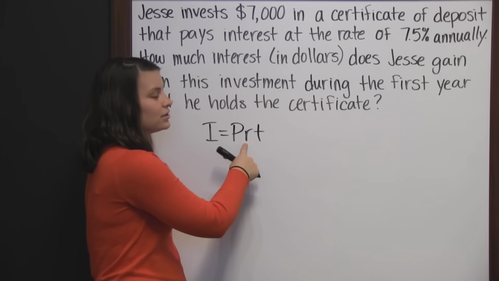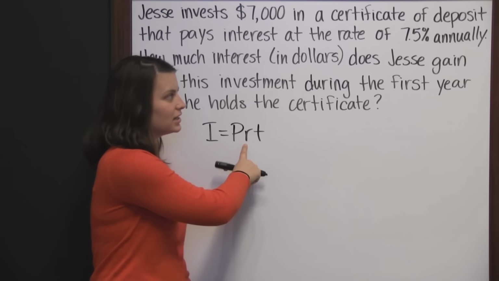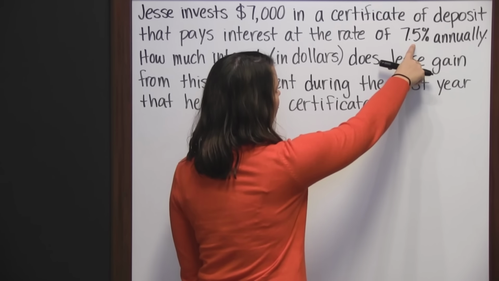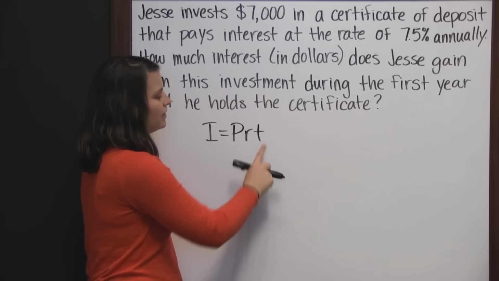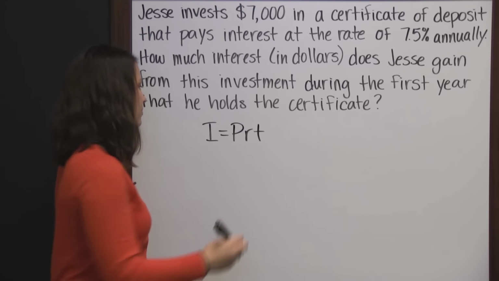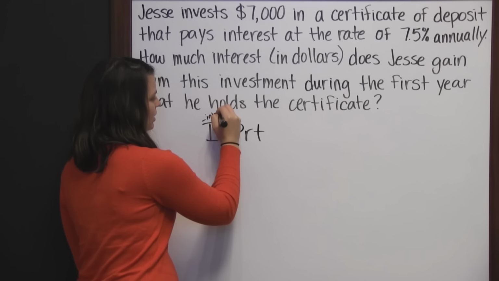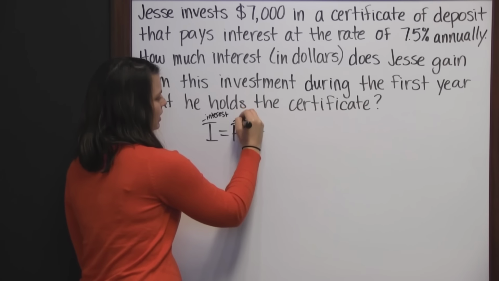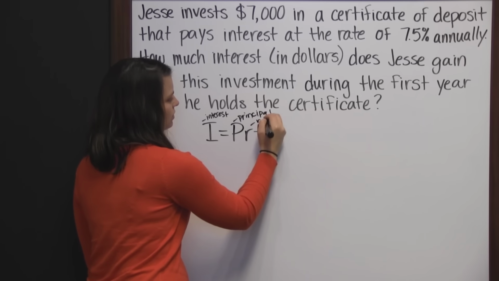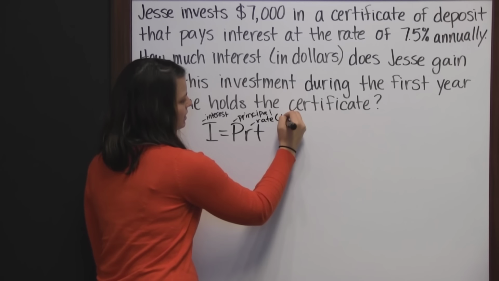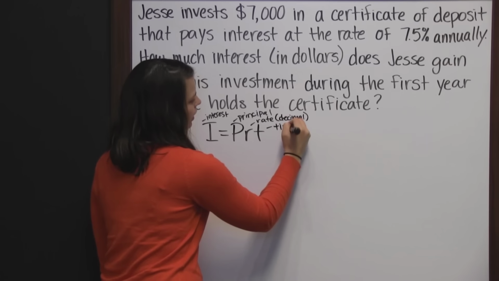The R is the rate, or the percentage, but written as a decimal. So we're going to take 7.5% and write it as a decimal. And that'll be our rate. And then T stands for time. So you may want to make a note of that. This I is the interest. P is the principal. R is the rate as a decimal. And the T is the time.